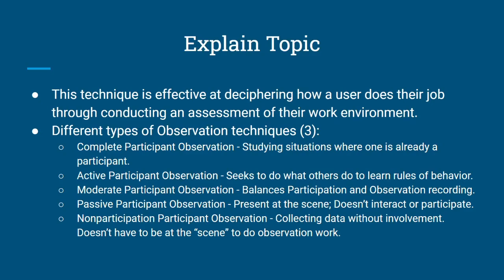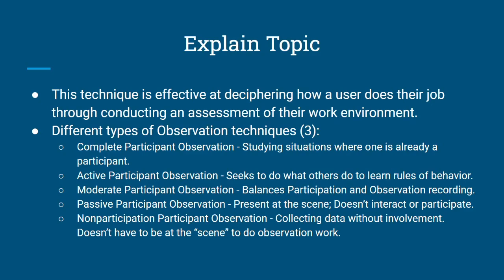There are some different types of observation techniques. There is complete participant observation. That is where the observer is 100% fully in the activity that they are observing. And the observer takes time to study the situations where they're already a participant. An example of this would be a bus rider, where they take the time to study other bus riders and understand how their situations compare to his, since he is aware of the rules and of how things are being performed.